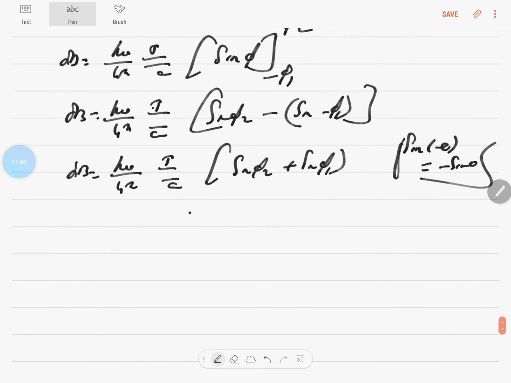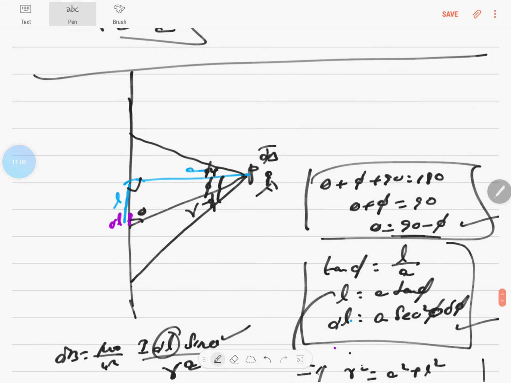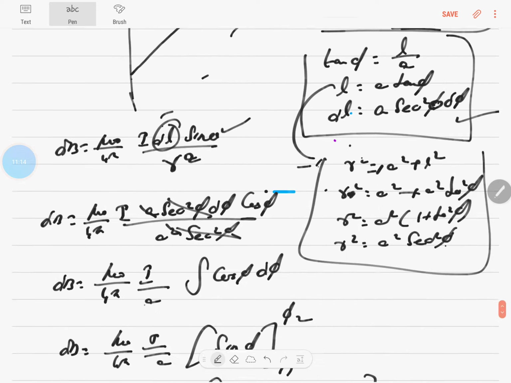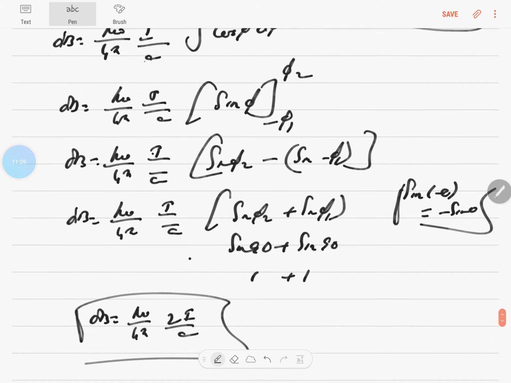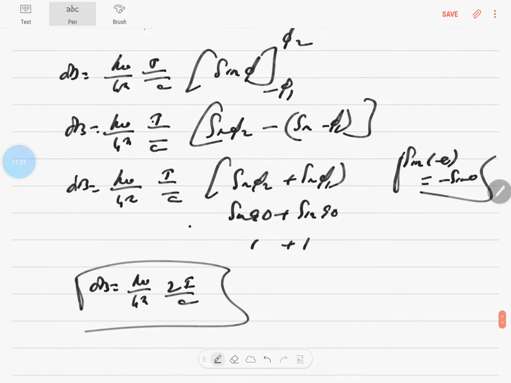Then consider that this is such an infinitely long wire that if I'm standing here, I'm lifting my head up to see the top of the wire and the bottom of the wire. The angle that I'm bending my head is 90 and 90, so phi 1 and phi 2 get replaced by 90 and 90. It will become sine 90 plus sine 90, 1 plus 1, which is 2. Therefore B is equal to mu naught by 4 pi into 2I by A in such a case. So that is for an infinitely long wire.